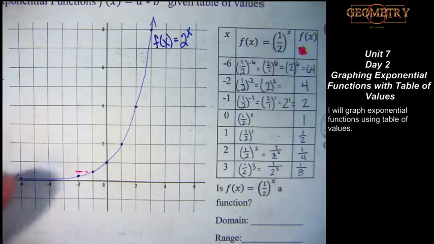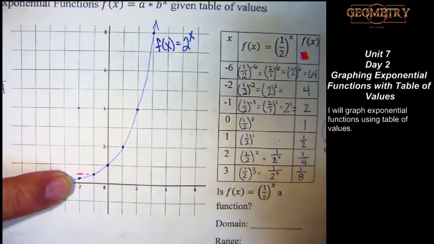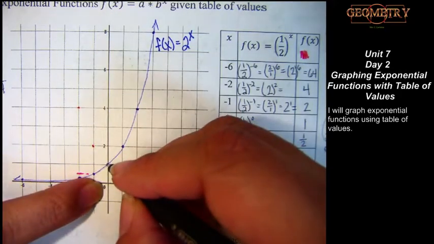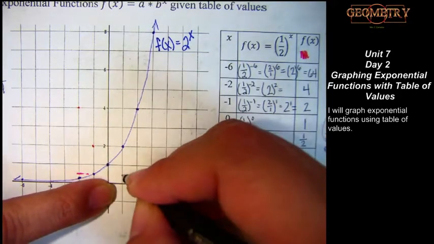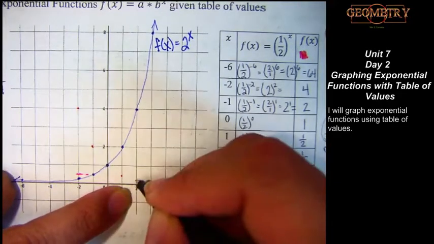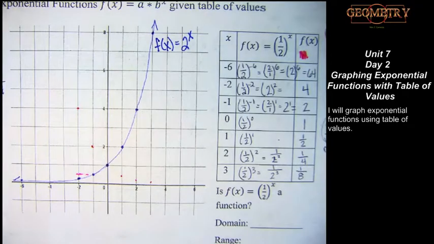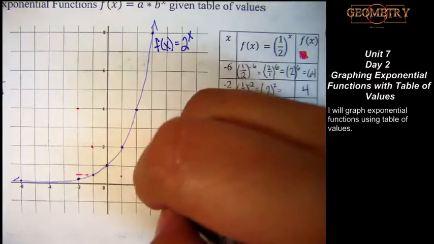-2 is at 4. -1 is at 2. 0 is at 1. 1 is at half. 2 is at a fourth. 3 is at an eighth. And I've got that swoopy down thing happening again.